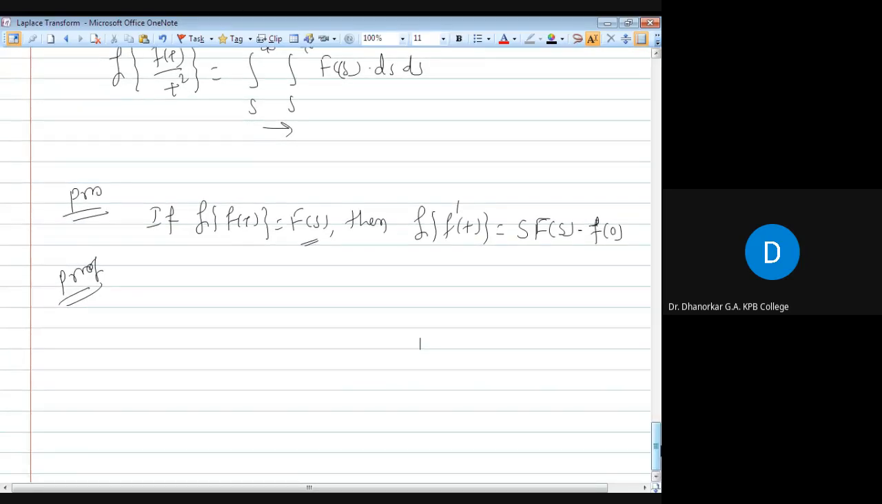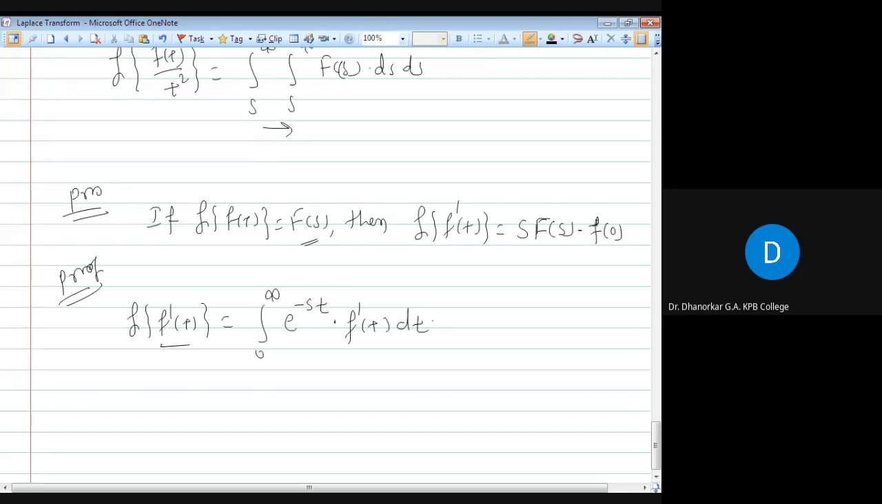Now, how to prove this? This is very easy to prove. I will write here as per our definition, the Laplace transform of f dash of t. What is the definition? Integration from 0 to infinity of e raised to power minus st into f dash of t, since the function is f dash of t, into dt.